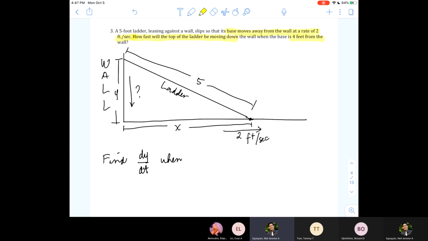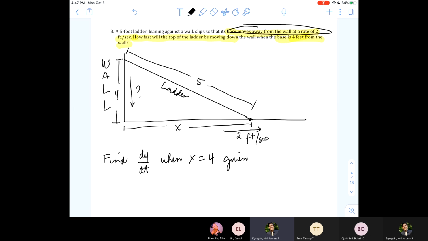So if you look at the last phrase in the problem, the base is 4 feet away from the wall. That translates mathematically to x equals 4, right? Given what information? If we go back to the problem, the base moves away from the wall at the rate of 2 feet per second. So here we'll have a dx over dt. I know this should involve the number 2, but should it be positive 2 or negative 2?